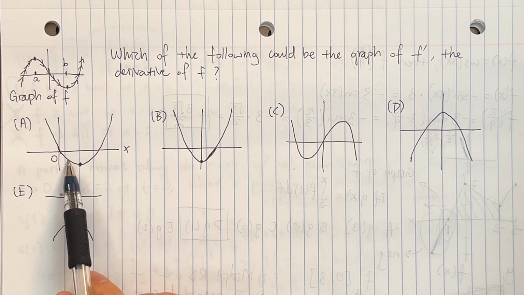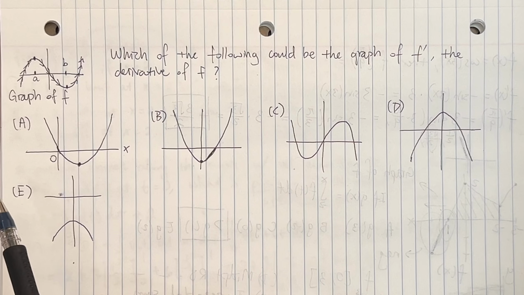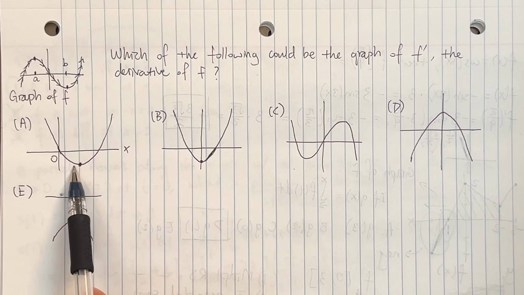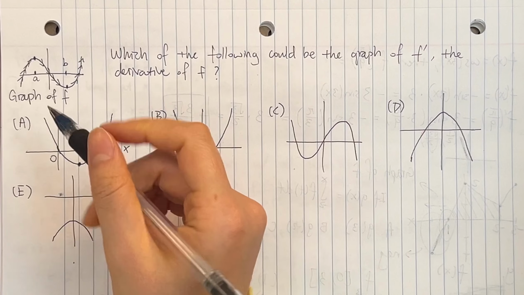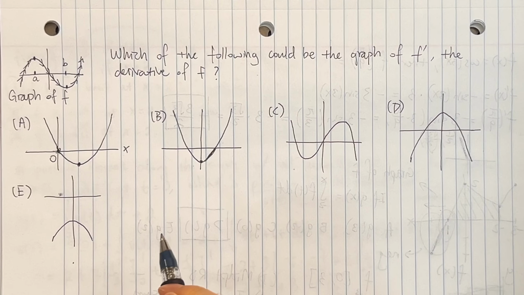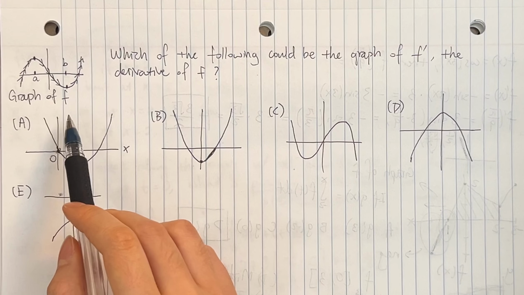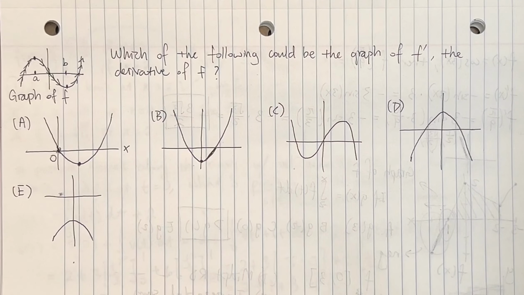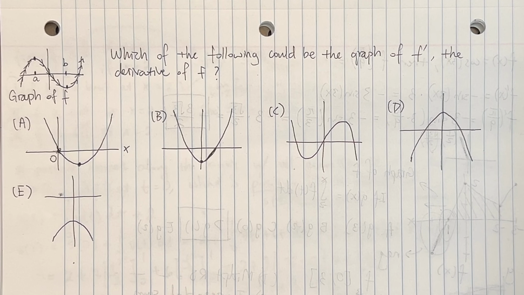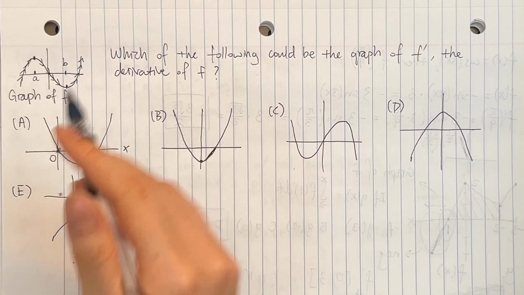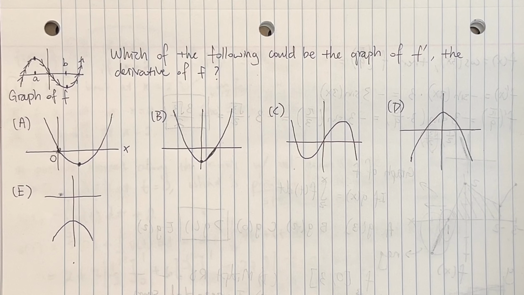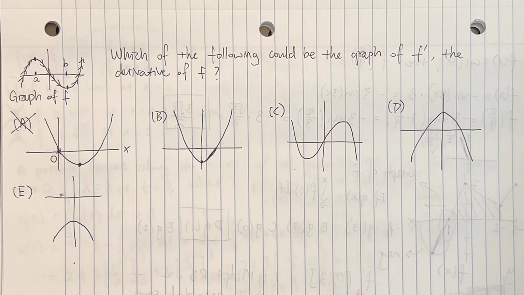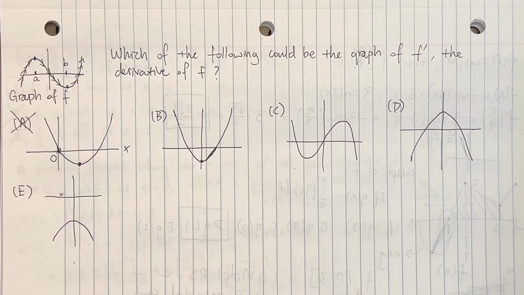If we compare with A and B, in choice A the graph shows that the original f function changes from increasing to decreasing exactly at the origin. That's not what we want, because if we look back at our original f function, at the origin there's no change. It's always decreasing, so f prime should be all below the x-axis at the origin. So we can eliminate A immediately, which leaves us with choice B.